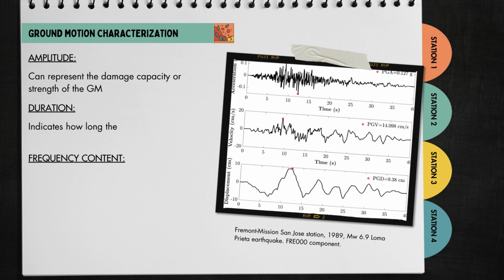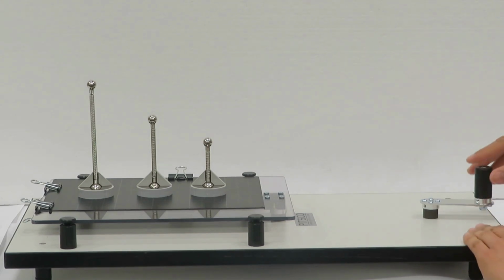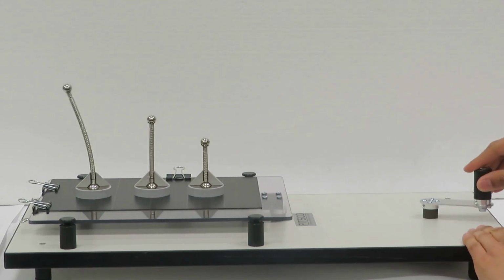Duration indicates how long the structure is subjected to the ground shaking. Longer durations lead to cumulative damage. The frequency content refers to how the amplitude of a ground motion is distributed among different frequencies. This is important because structures respond differently depending on the frequency at which they are loaded.